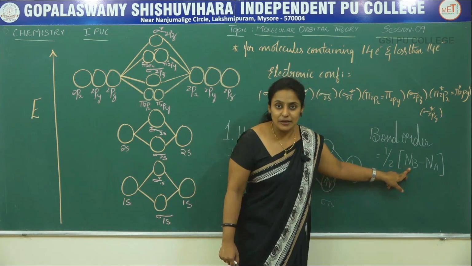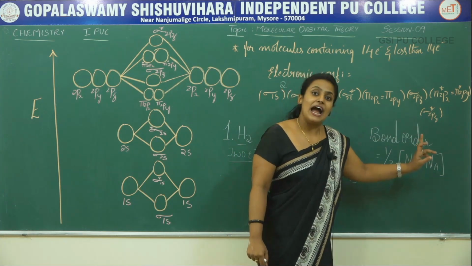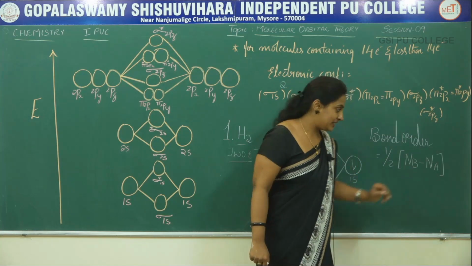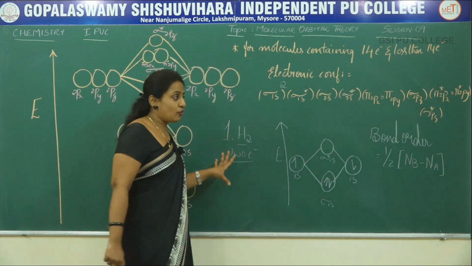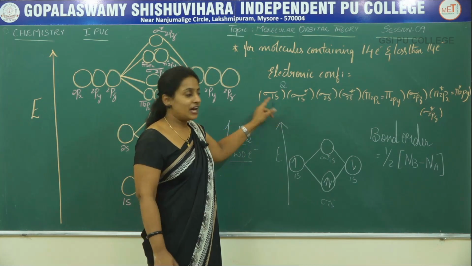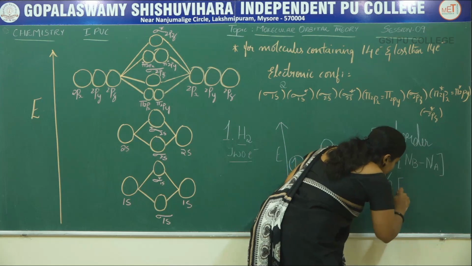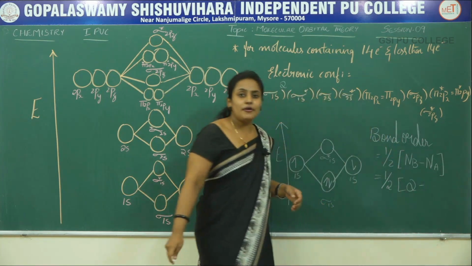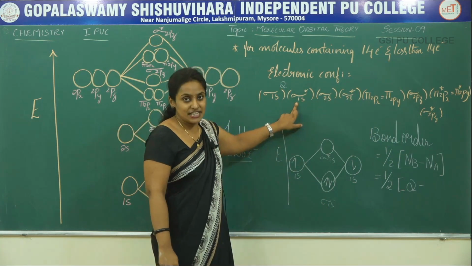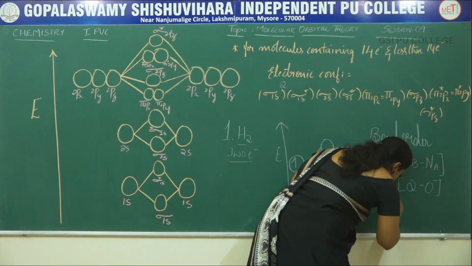Half of the number of electrons present in bonding molecular orbital minus the number of electrons present in anti-bonding molecular orbital. So, in this hydrogen molecule, the 2 electrons are present in the bonding molecular orbital. Therefore, it is equal to half into 2 minus the number of electrons in anti-bonding, which is 0. Therefore, 2 minus 0, which will be equal to 1.